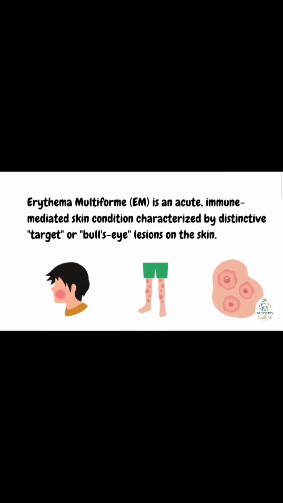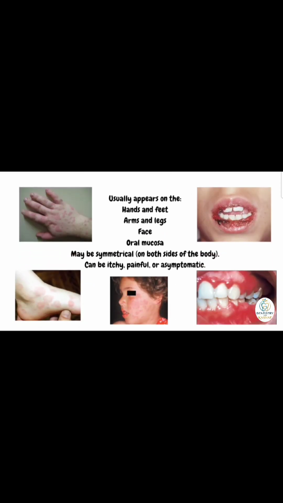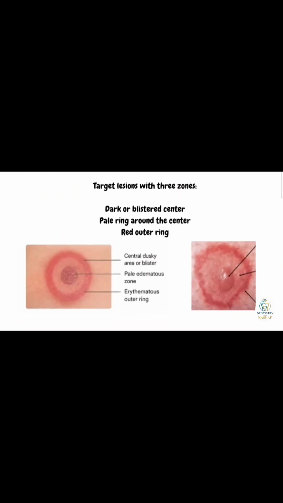Erythema multiforme is an acute immune-mediated skin condition which is characterized by the distinctive target or bullseye lesion on the skin. It usually appears on the hands and feet, arms and legs, face, and oral mucosa. It might be symmetrical on both sides of the body. It will be itchy, painful, and asymptomatic for some time. The target lesions have three zones. The outer one is a redder zone. We can say red outer ring. The middle is a pale ring around the center, and the innermost is a dark or blister center. You can clearly appreciate this in this picture.